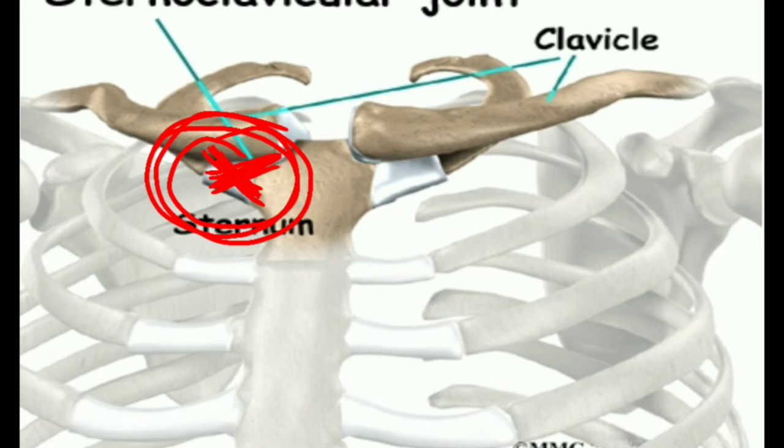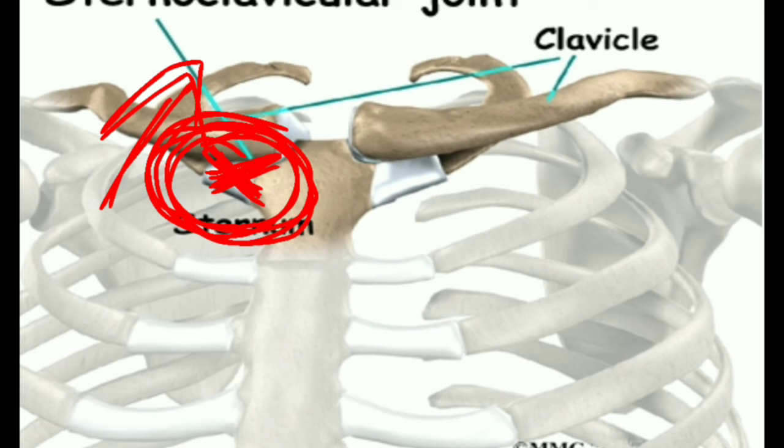So what are the functions of the costoclavicular ligament? Here you can see that the clavicle is attached over here. This is something like a spring or a pulley, which is attaching to the lower bottom of the clavicle. So it acts as a pulley or a spring. The elevation of the clavicle is restricted by this ligament, so it will prevent excessive elevation of the clavicle.